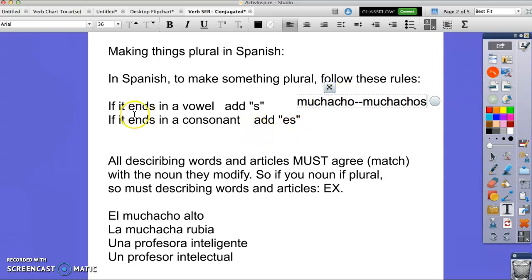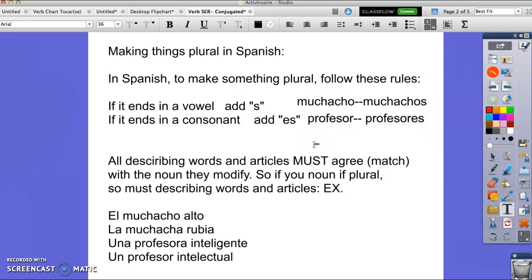Now here's the one that's a little bit harder. If it ends in a consonant, add es. Okay, so if we have the word profesor, which means teacher, okay, how do I make that plural? What do I have to do? That's right, you have to add an es, profesores. Okay. So that's kind of the main rule.